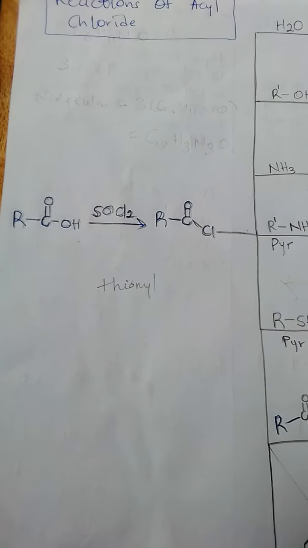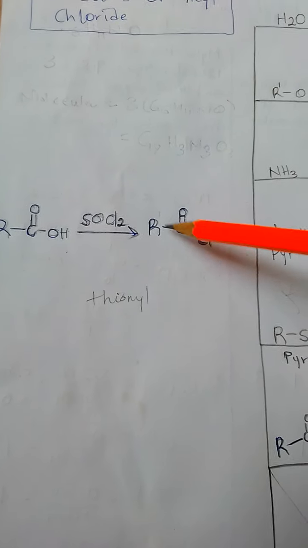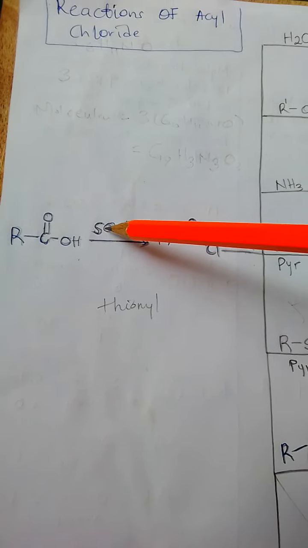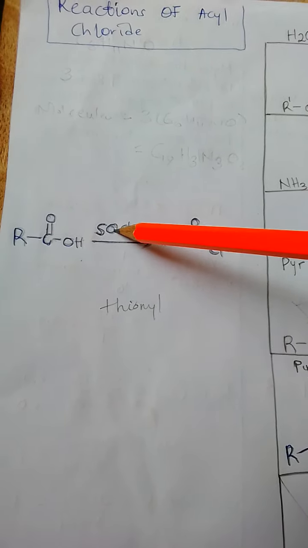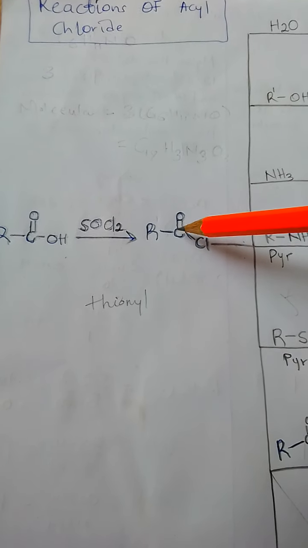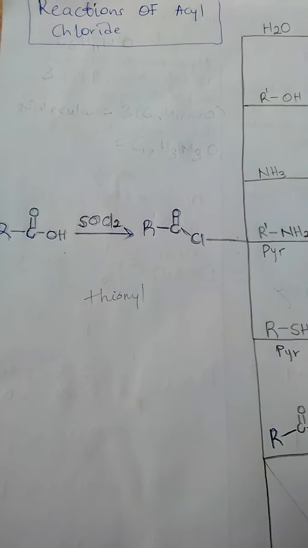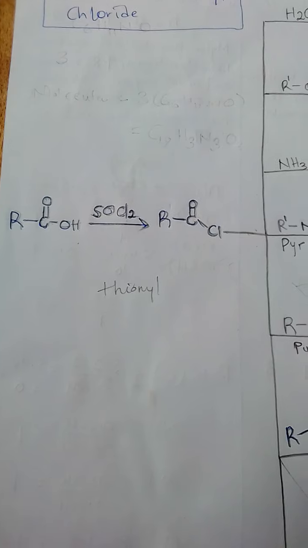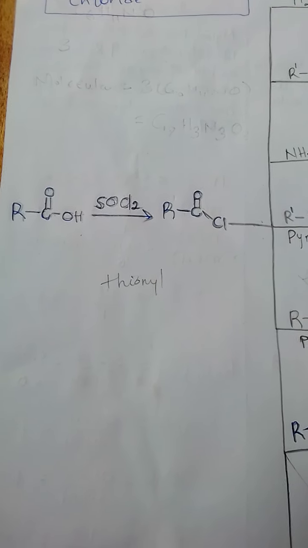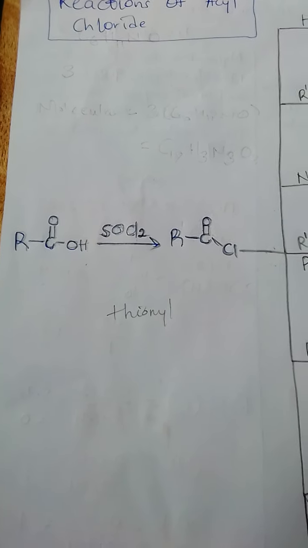So as we discussed earlier, acyl chlorides are synthesized by a reaction between carboxylic acid and thionyl chloride. This reagent is called thionyl chloride, and when we react this reagent with carboxylic acid, you produce acyl chloride. This acyl chloride is very reactive, and in fact, it is the most reactive of all the carboxylic acid derivatives. So it undergoes several reactions without even conditions. So today, we are going to look at various reactions that acyl chlorides undergo.